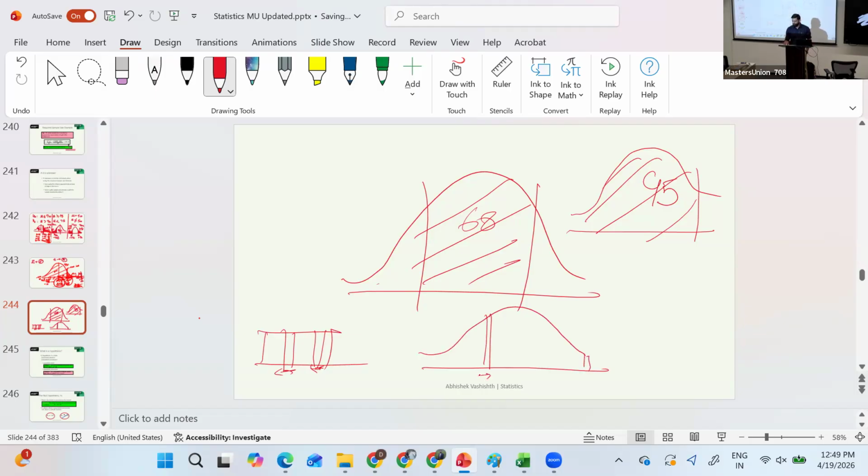If this width is, let's say, 2 centimeter, and if this width is also 2 centimeter, the area covered here will be much, much, much larger in comparison to this. So the area covered from this to this will be very, very different from the area covered from this to this.